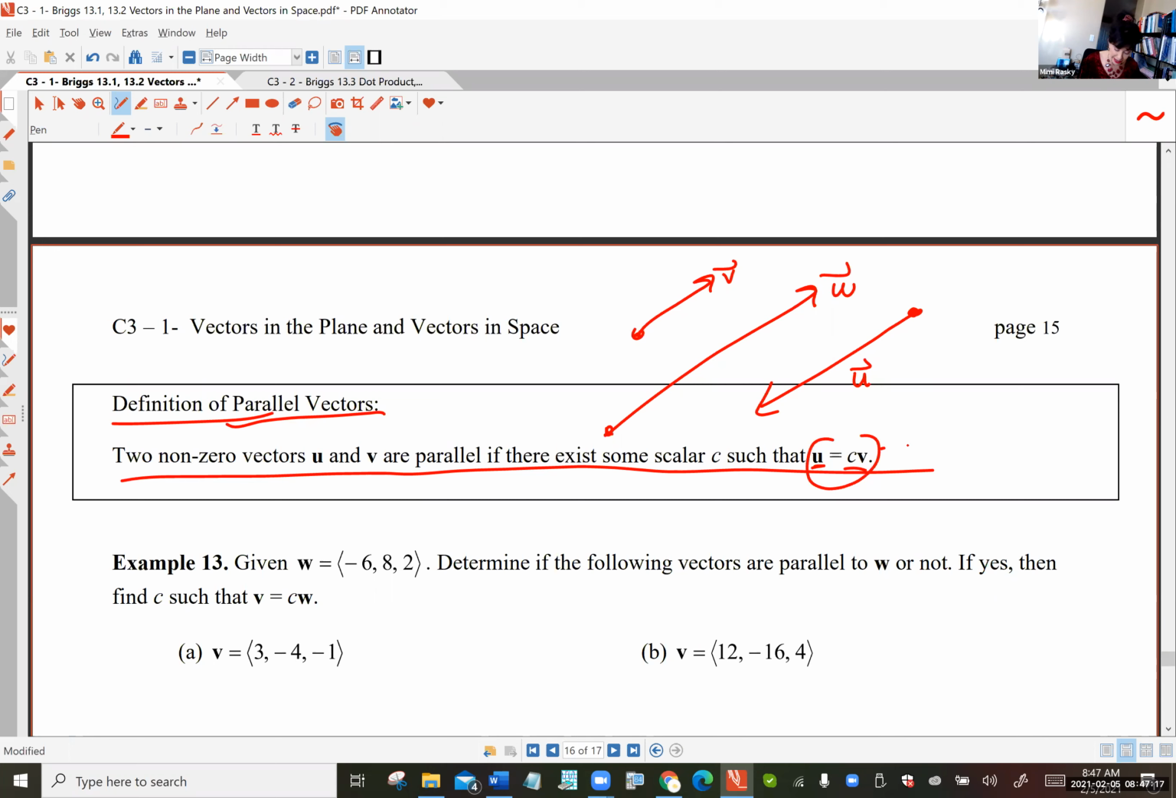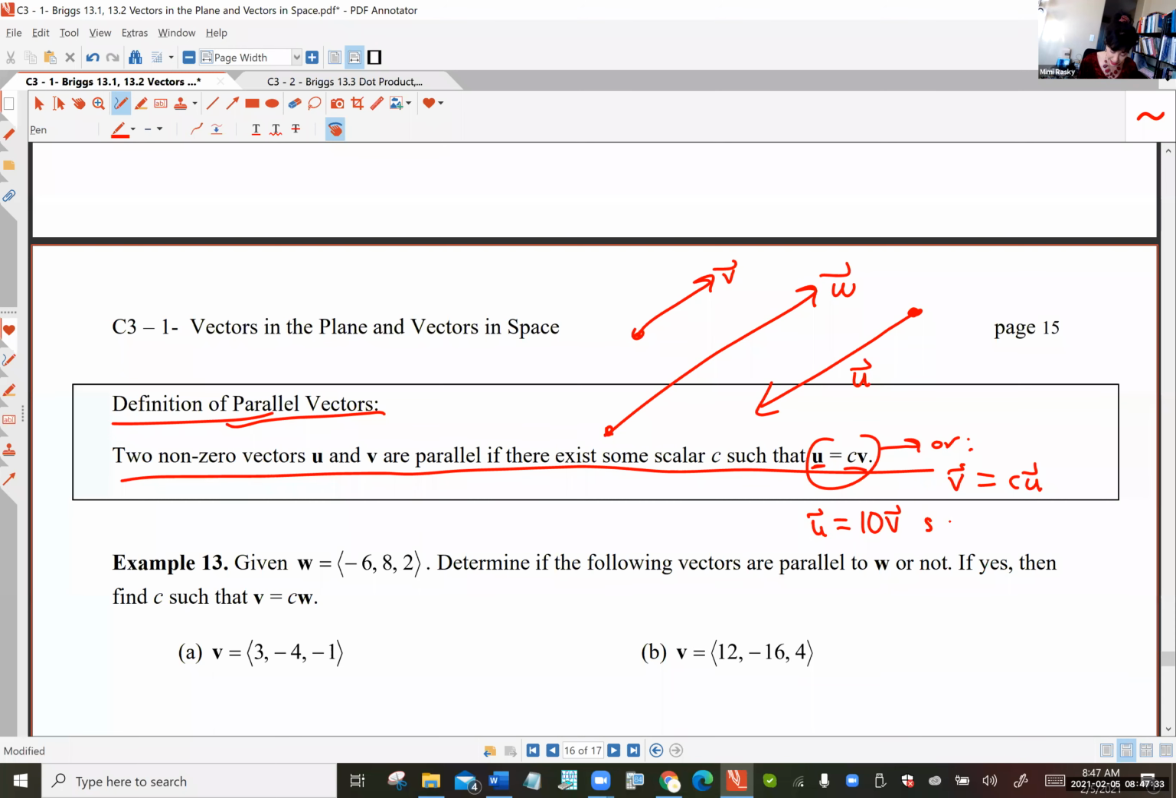Two non-zero vectors, U and V, are parallel if there exists a scalar such that one of those vectors is equal to a scalar multiple of the other. So by the way, this inherently means it could be one or the other. As long as you can prove to me that one of the vectors is a scalar multiple of the other. So for example, let's say U is equal to 10 times V. What would that mean?